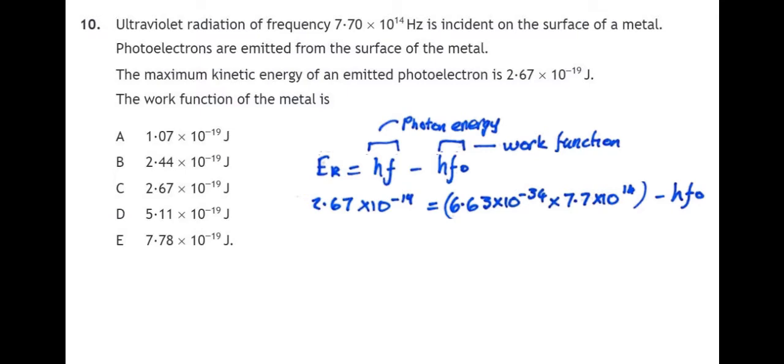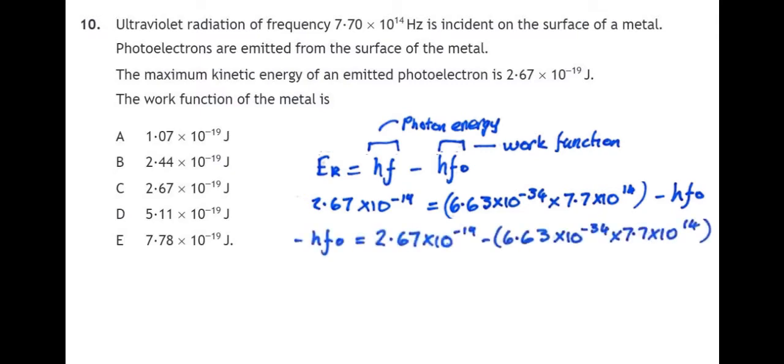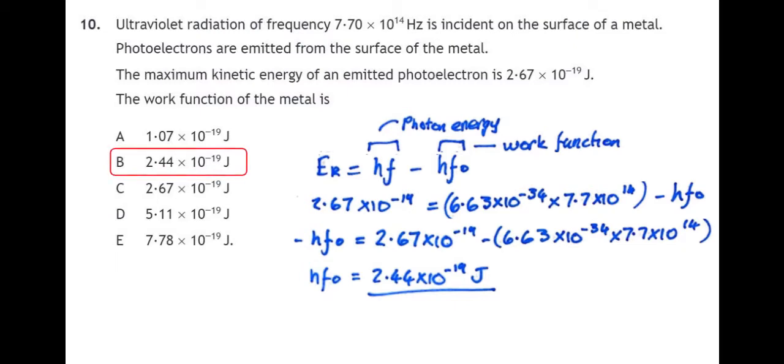So, we know the kinetic energy, we know Planck's constant, h, and we know f, which is 7.7 times 10 to the 14. So, a little bit of rearranging here. Minus hf0 is going to be 2.67 times 10 to the minus 19 minus 6.63 times 10 to the minus 34 times 7.7 times 10 to the 14. So, hf0, the work function of the metal, is going to be 2.44 times 10 to the power of minus 19 joules, or answer B.